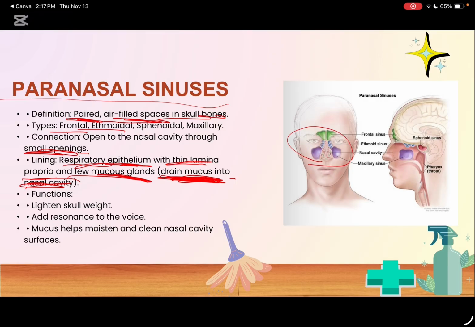Let's start with the functions again. It lightens the skull weight, adds resonance to the voice, and the mucus in it helps moisten and clean nasal cavity surfaces. Because when we breathe, the air is either too cold or too hot to endure, so it will be regulated here.